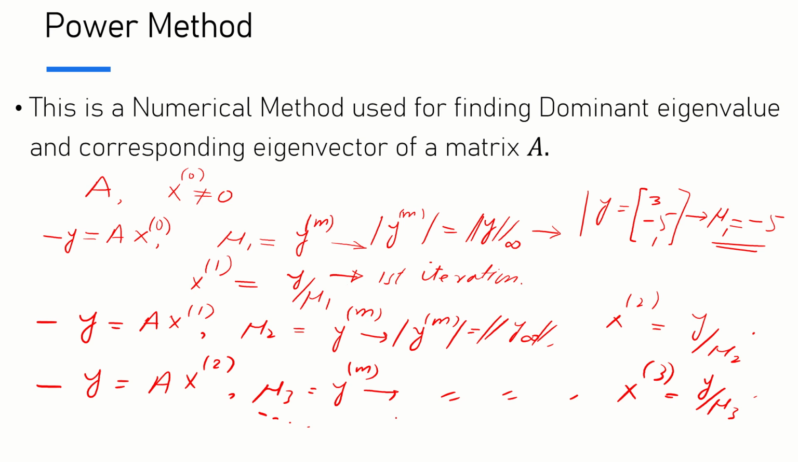Once you conclude after the kth iteration, mu k will be the largest eigenvalue, whereas xk will be the corresponding eigenvector.